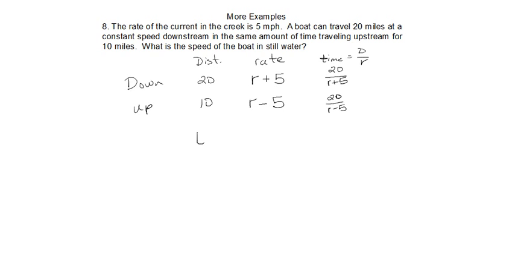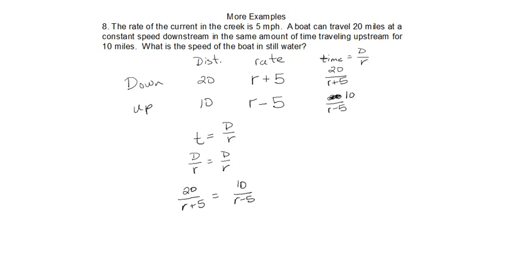If we set up our equation as t equals d over r, we can substitute d over r in for the first t to have d over r equal to d over r. So if we use downstream first, we're going to get 20 over r plus 5, and then 10 over r minus 5. And I can see I've made a mistake there. That is 10.